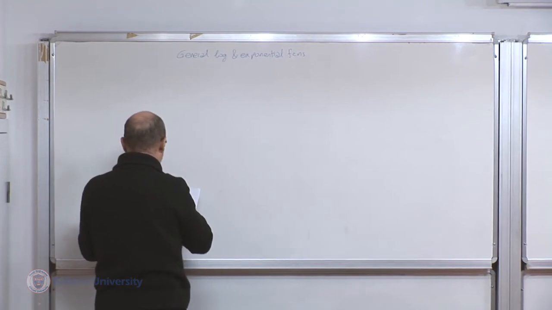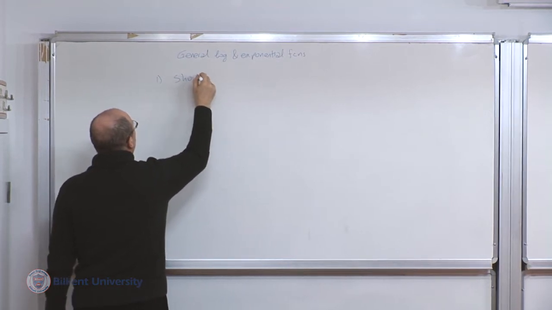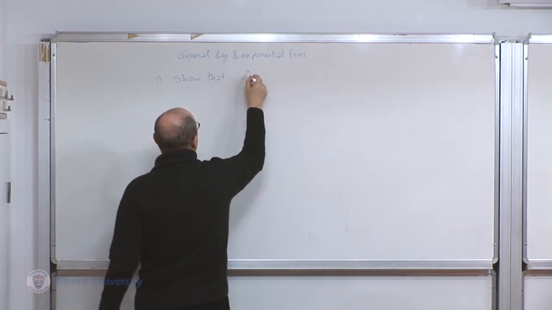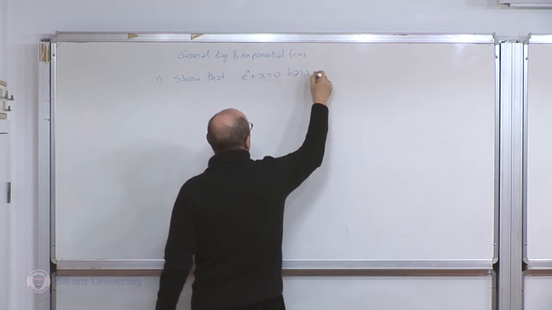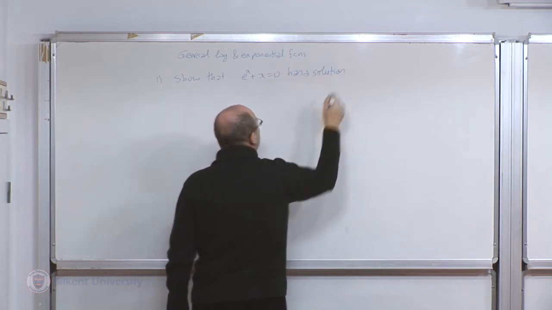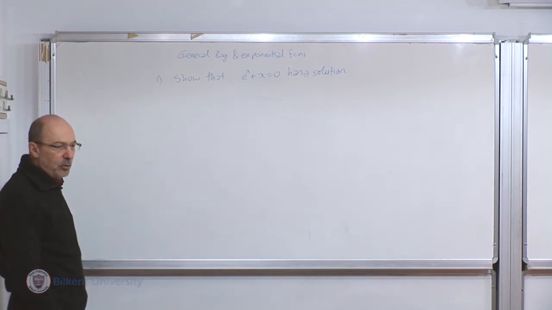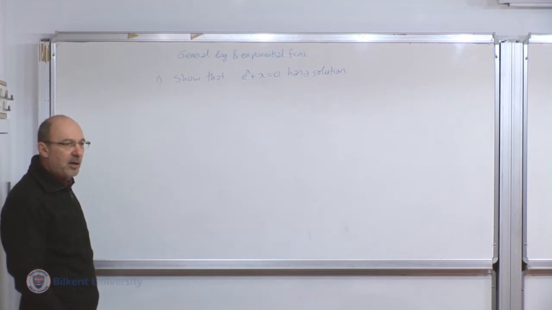So the first thing is to show that e to the x plus x equals 0 has a solution. Okay, so we have numerical methods to check the value of these solutions, but first you have to make sure that there is a solution. You must have an idea about where the solution is, so you start your numerical methods around that point.